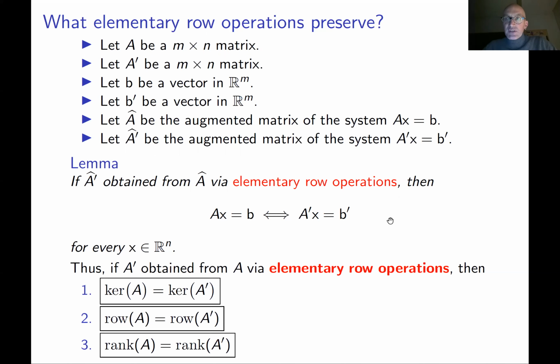Okay. Important remark: the column space is usually not preserved when you do elementary row operations. So keep this in mind. When you play with rows, you preserve the row space, but you don't preserve the column space. The column space can be different.